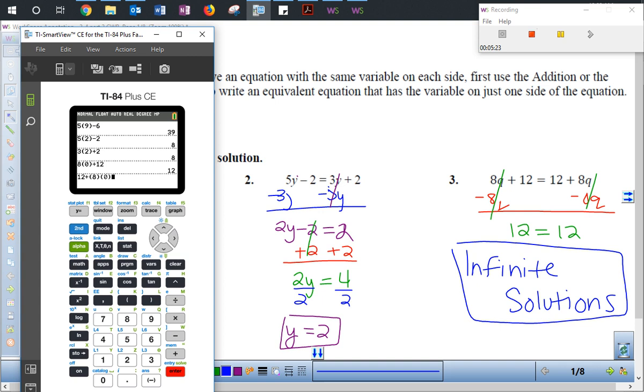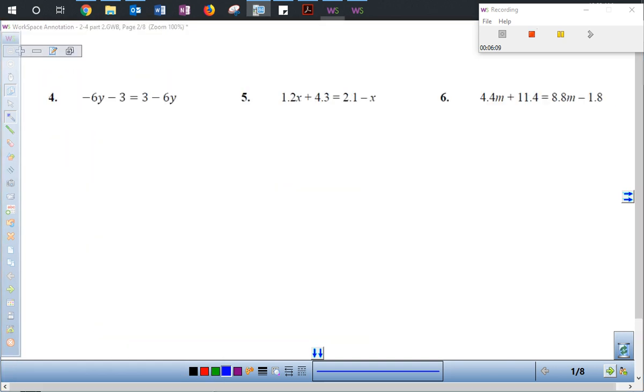Now if I chose another number, say negative 12, I could say 8 times negative 12 plus 12 gives me an answer of negative 84, and 12 plus 8 times negative 12 gives me negative 84. So any number that I wanted, I could put in there and it would work. So when you run out of variables and they are set equal to each other, infinite solutions is the result.